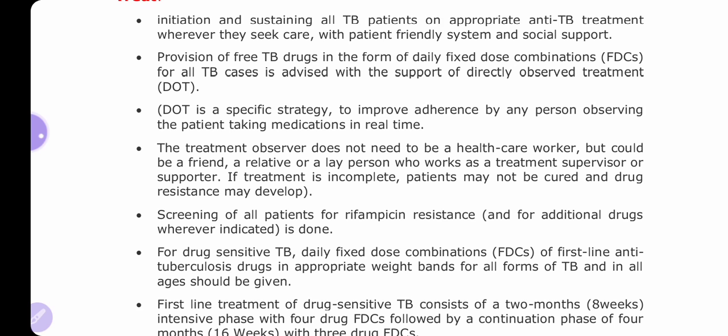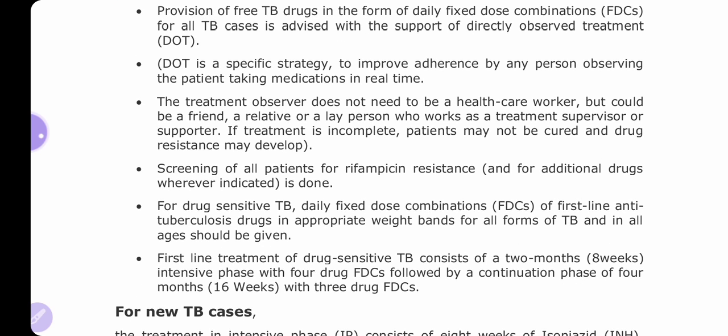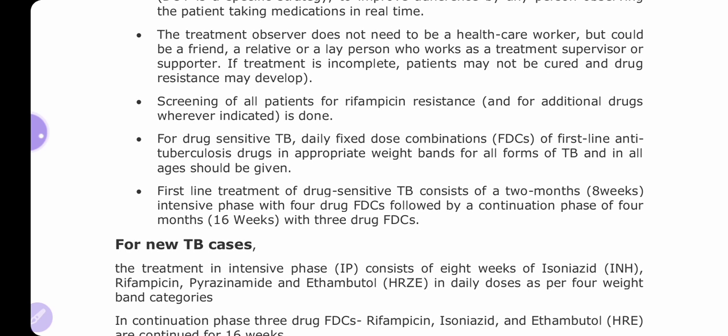For drug sensitive TB, daily fixed dose combinations of first line anti-tuberculosis drugs in appropriate weight bands for all forms of TB and in all ages should be given. So for a drug sensitive TB patient, the normal dosing schedule is followed. That is, first line anti-tuberculosis drugs with appropriate weight band are given as FDC combination, and in all ages it should be given. First line treatment of drug sensitive TB consists of 2 months, that is 8 weeks intensive phase, and 16 weeks, that is 4 months continuation phase.